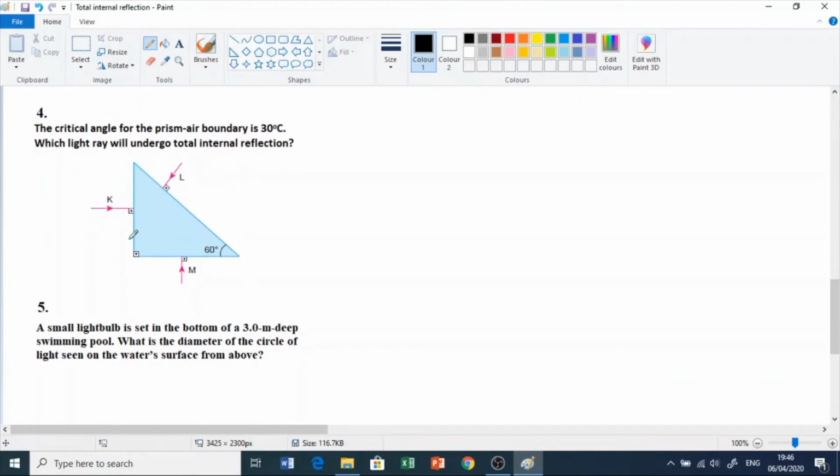Here we have a prism, 60 degree, 90 degree. Here will be 30 degrees. And now we are asked which light ray will undergo total internal reflection. And the critical angle for the prism-air boundary is 30 degrees. If the incident light ray has an angle of incidence more than 30, then the light will undergo total internal reflection. Let's look at K.